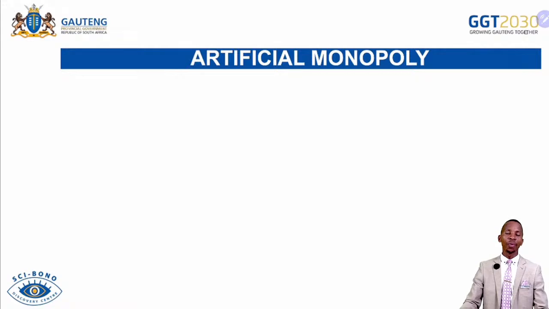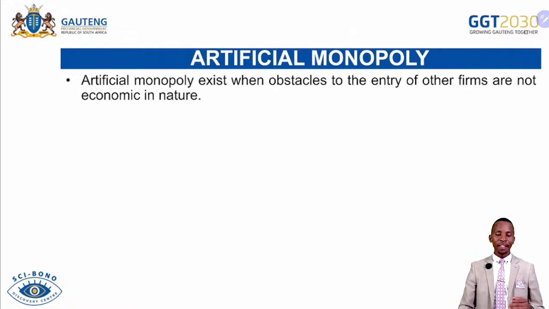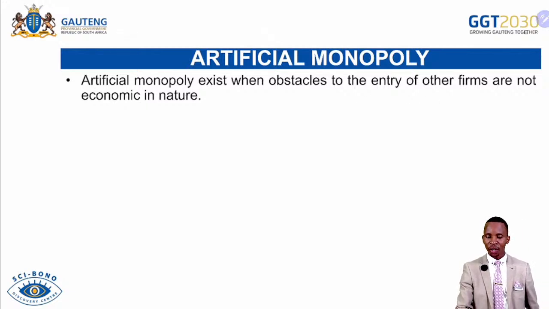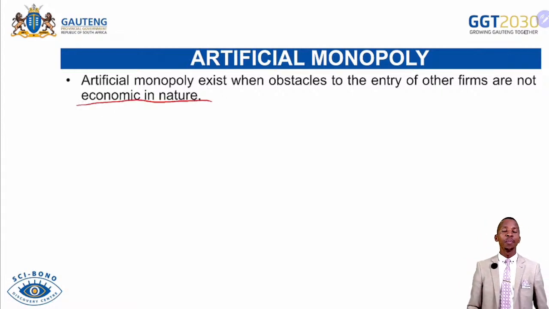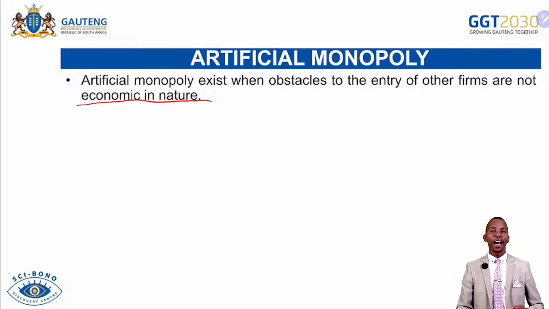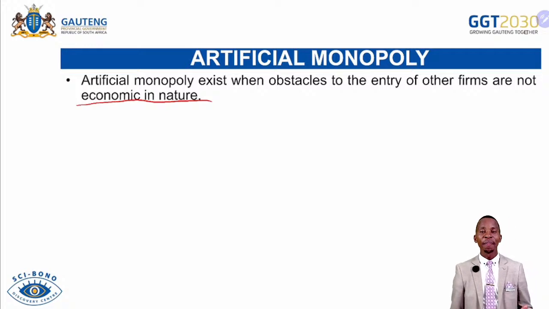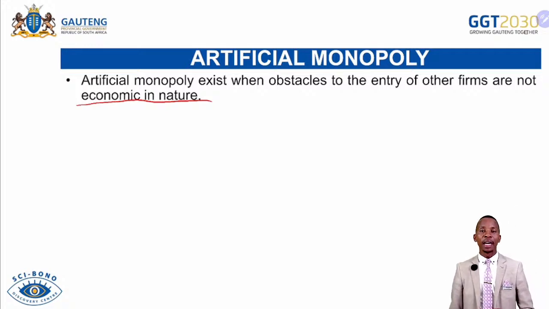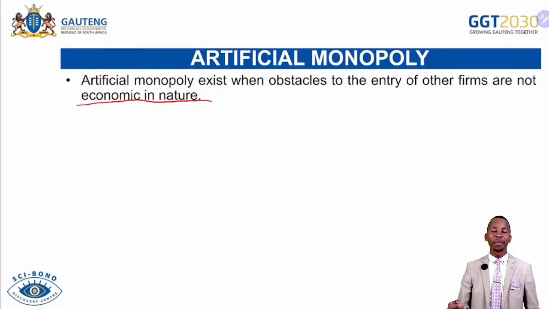And then the opposite is artificial monopoly. We say artificial monopoly exists when obstacles to the market entry of other firms are not economic in nature. In this case, we mean barriers to entry that are not economic in nature. They are not natural. They are not of economies of scale. They are not about the firm being able to afford the higher capital that is required to cover the fixed cost in order to buy capital or machines.